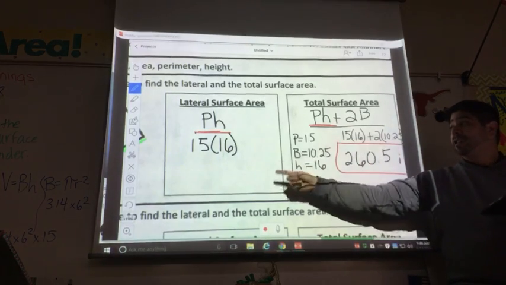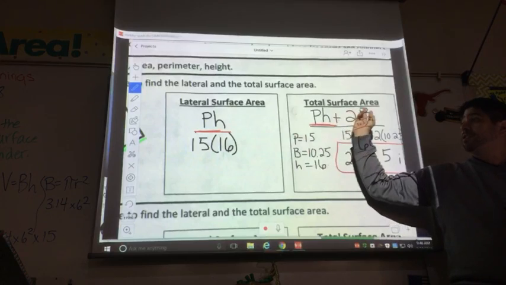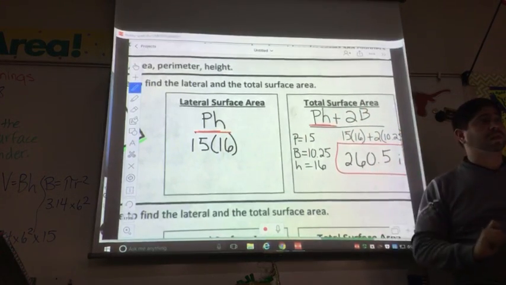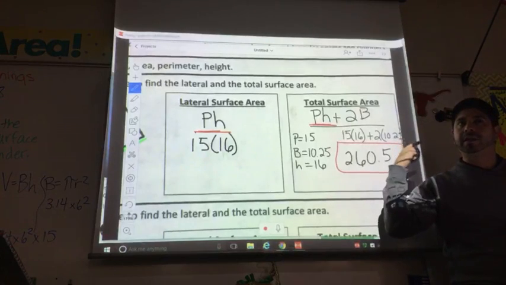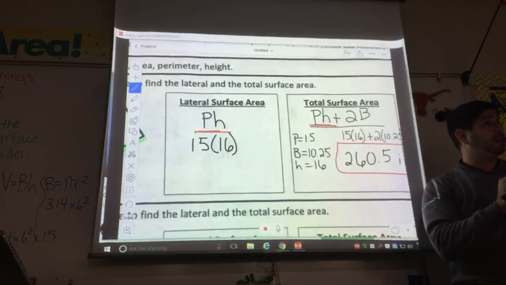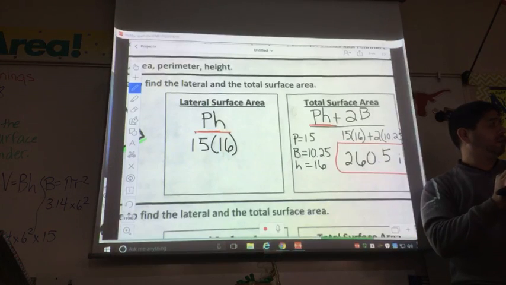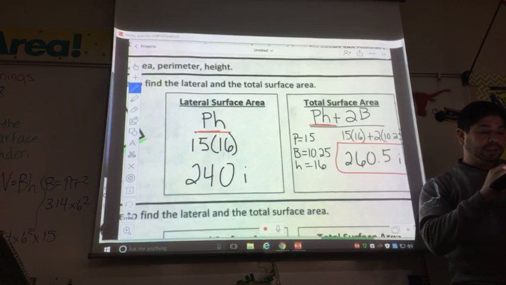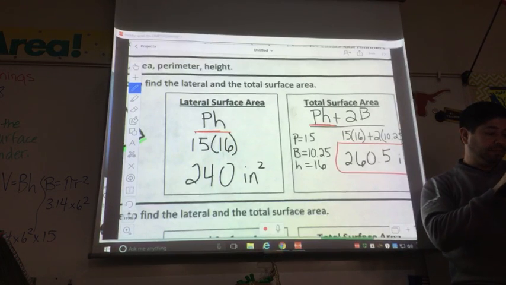And yes, your answer for the lateral surface area is always going to be less than the total surface area. If you get something that's more than, then you go back and check because it should not be more than. It's going to be 240, right? Is that what y'all got? Yeah. All right, 240 inches squared.